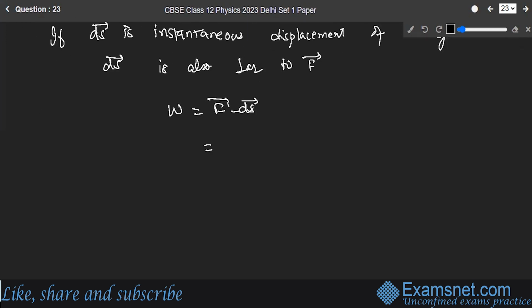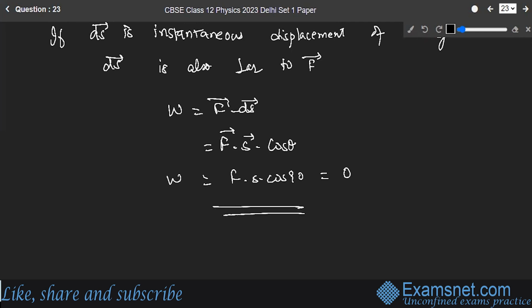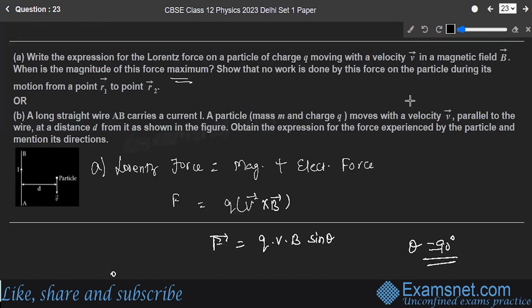So this will be equal to F ds cos of the angle between them. So for theta equal to 90 degrees, that is equal to 0. So work done is equal to 0. Hence, no work is done by this force on a particle during its motion from R1 to R2 point. This is proved over here.